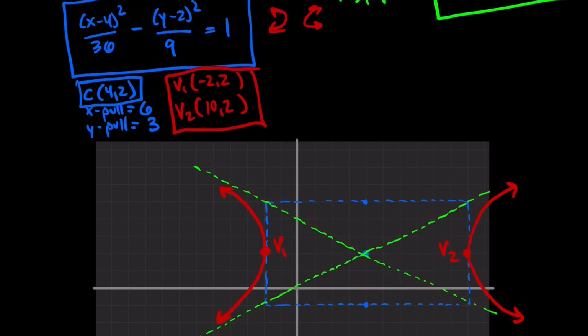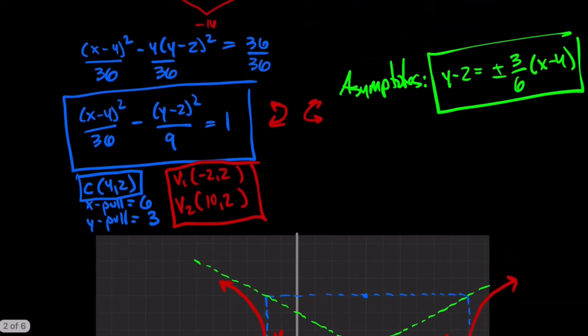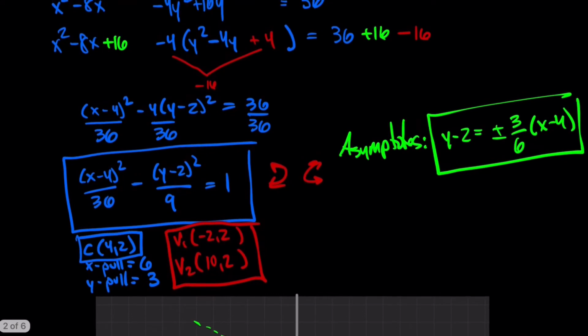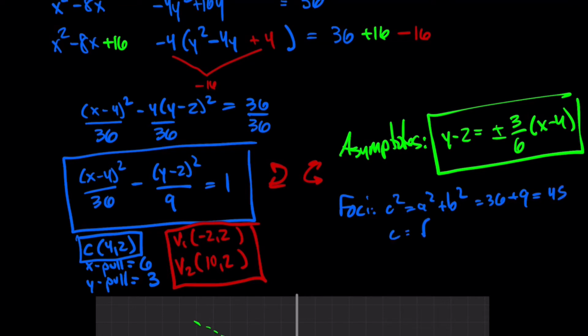Okay, and lastly, I need to get the foci. So let me do that. For your foci, remember your equation is going to be c squared equals a squared plus b squared in a hyperbola. So that's going to be 36 plus 9, and what's that, 47? No, sorry, 45. So c equals square root 45, which is 3 radical 5. For graphing purposes, that's approximately 6.6, let's say.